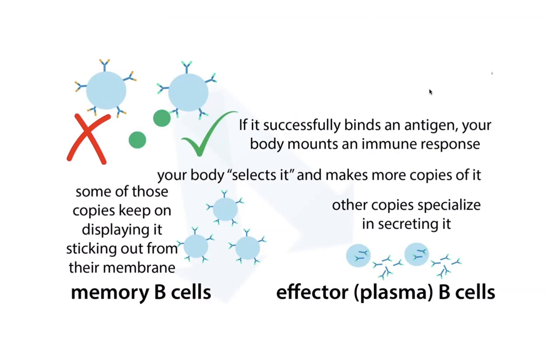Some of those copies get secreted. So some of the B cells that come from that initial cell, we call these effector or plasma B cells, they start secreting that antibody. And other cells, memory B cells, keep it sticking out from the surface of the cells.